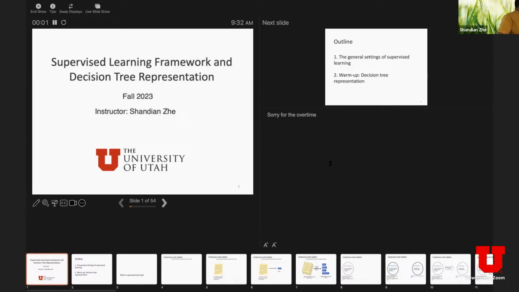Is there any way for the learning algorithm to figure out how to generate the data? Yeah, that's a good question. That's actually the topic of machine learning.